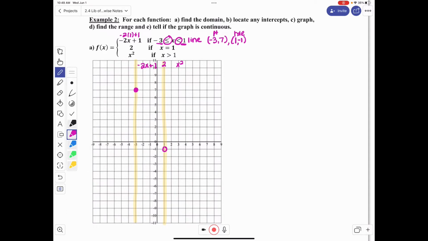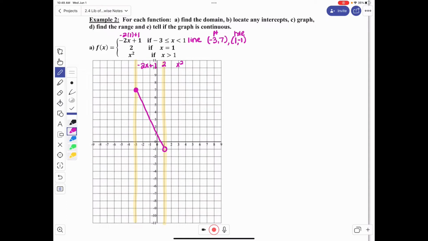And so we just connect, and there's our line. We do it from there to there, and we're not going on forever. We just connect those 2 points because we do this line from -3 to 1. So let me erase this.